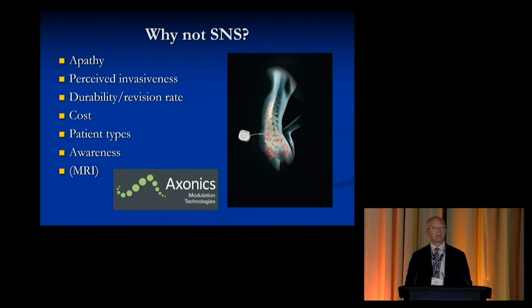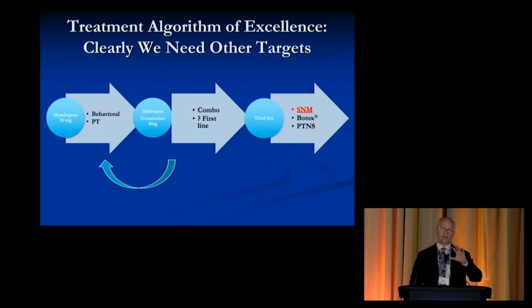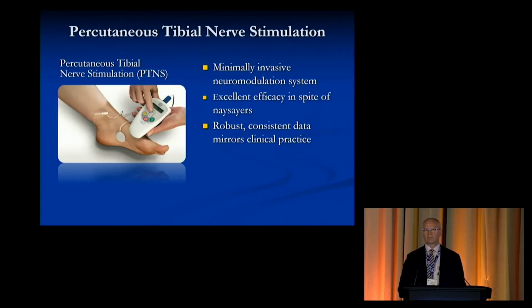And I think there's going to be a lot more noise and awareness and education, and that's going to be good for everybody in this room and all our patients, and hopefully some of my general urology colleagues as well. But if you think of your treatment algorithm, there are barriers to treating beyond drug, but SNS is not reaching the treatment goal, so we clearly need other targets. Percutaneous tibial nerve stimulation really is a great treatment for your patients.